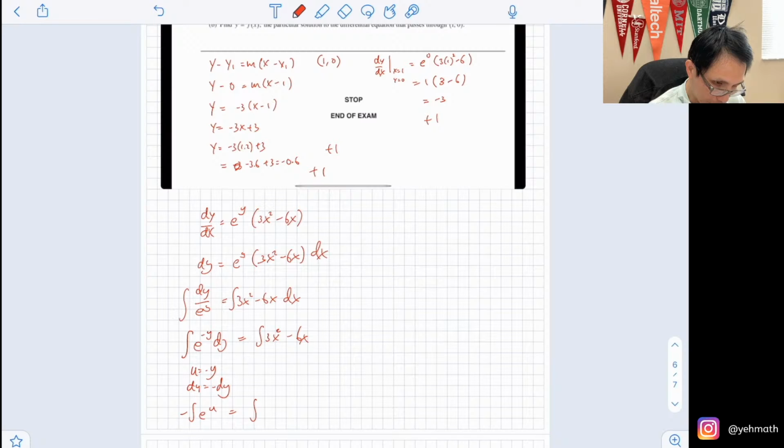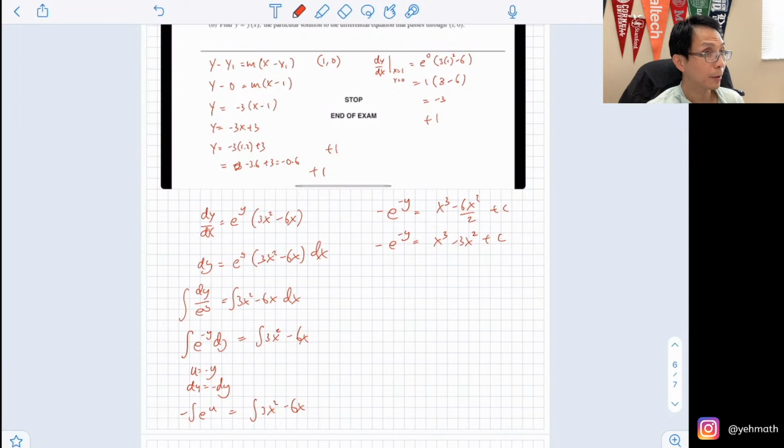Is equal to 3x squared minus 6x. Now I'm gonna do integration of negative e to the u, so it'll be negative e to the negative y is equal to x cubed minus 6x squared over 2 plus c. Negative e to the negative y equal to x cubed minus 3x squared plus c. Is that okay so far?